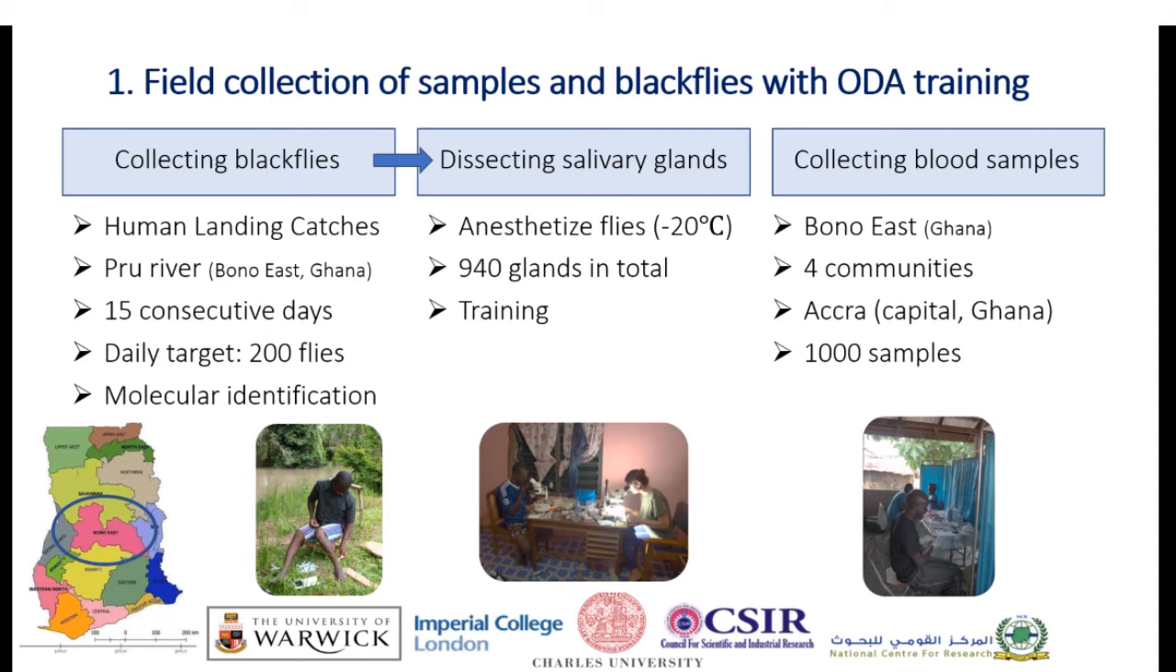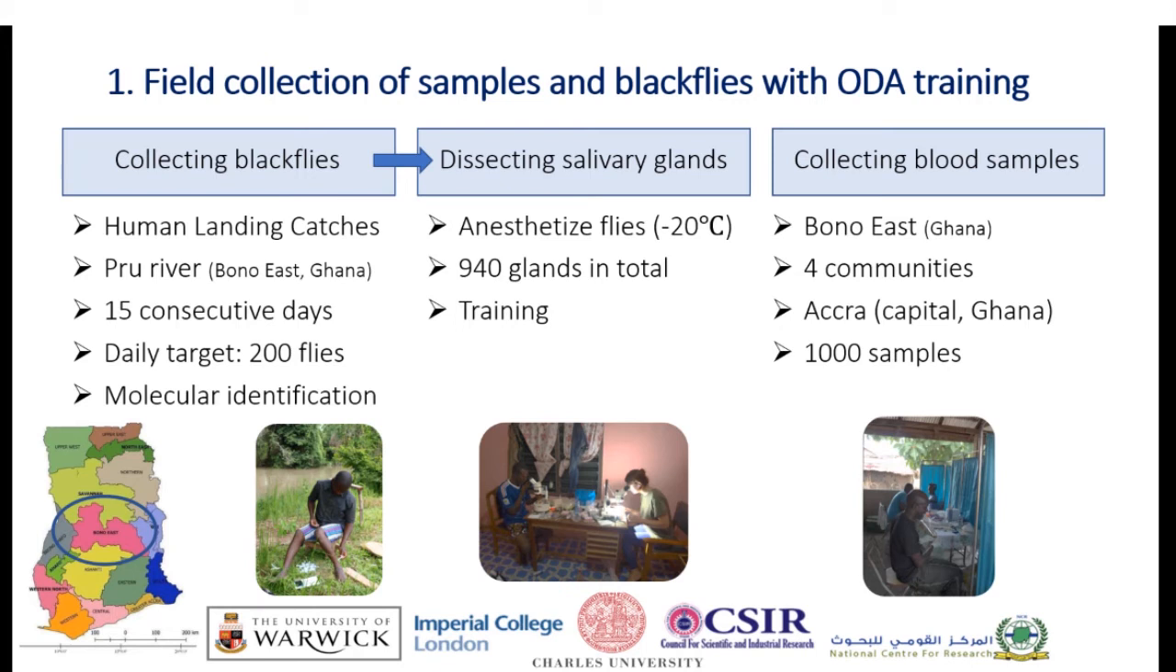Afterwards, the flies were also molecularly identified to assure that they were all from the Simulium damnosum complex. The salivary glands of the flies were then dissected on the same day by anesthetizing the flies, putting them in a -20-degree freezer. And this is also where the training took place. All the co-workers that joined us in the field were trained in salivary gland dissection. In total, we dissected 940 glands.